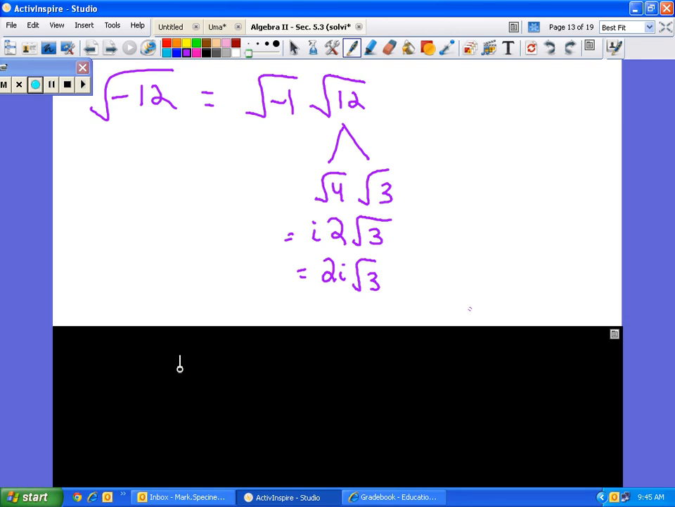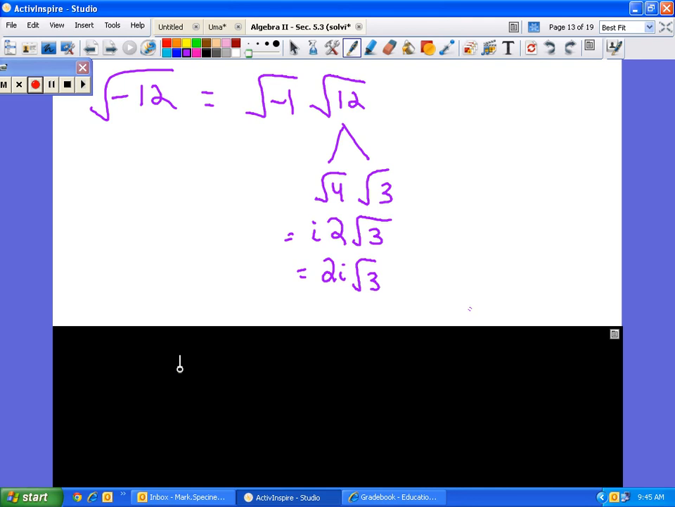And there's my answer. 2i times the square root of 3. So this would be if the answer isn't a perfect square? Right. Otherwise you could just simplify it more and that would have been the answer. Right. So then the 2i. If that had been 16, then the answer would just be 4i.